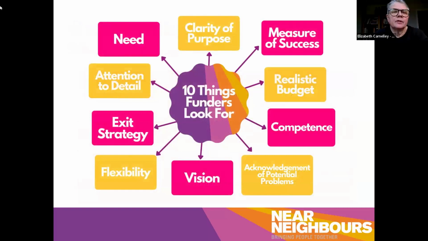So, 10 things that funders are looking for. Measure of success. So how are you going to evaluate and monitor what you've done and know if you've achieved it? You can look on the Near Neighbours website. We've got a lot of tools around monitoring and evaluation, how to do that well. And you need to think about that before you start, because if you're going to measure something, then you've got to measure it as soon as you start operating. So do look at the Near Neighbours website resources page for a lot of help about that.